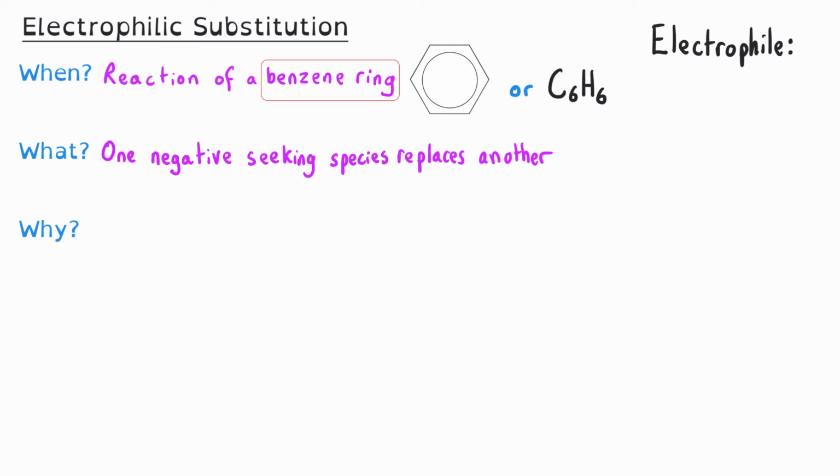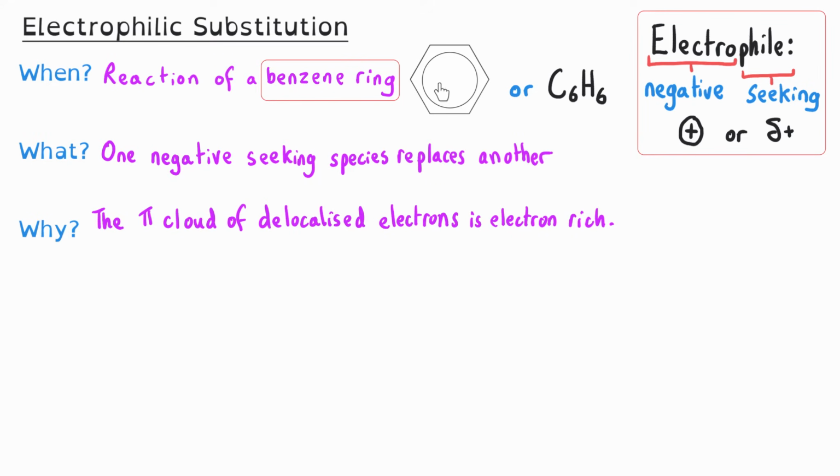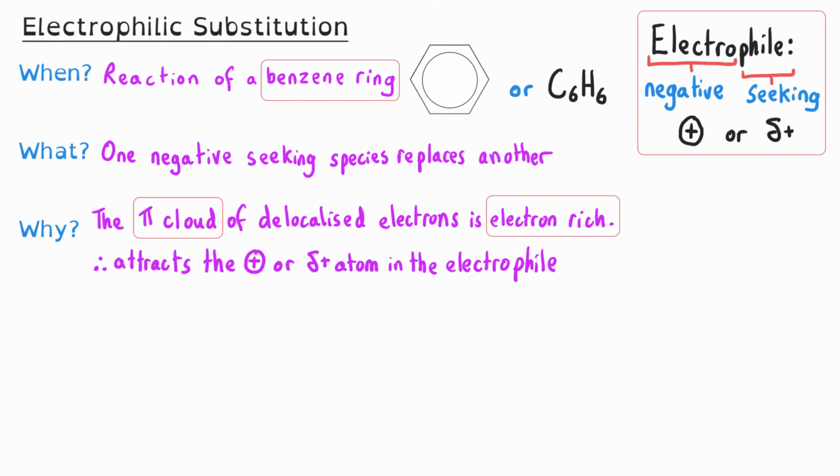Now, an electrophile, if we break that word into 2 pieces, is something that is negative seeking. And so really what we're talking about is something that is a positive ion or something that is electron deficient, delta plus. Why does it happen? Well, the pi cloud of delocalized electrons in the center of the benzene ring is electron rich, and therefore it attracts the positive ion or the electron deficient atom in the electrophile to itself. There are 2 types of electrophilic substitution mechanism that you need to know about.